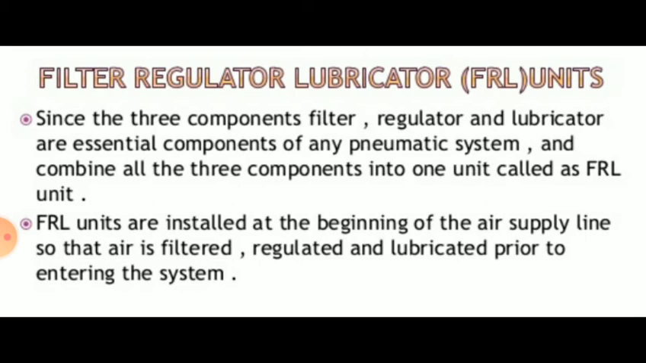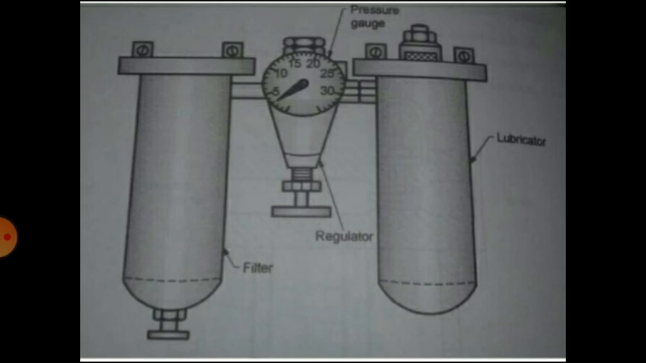FRL units are installed at the beginning of the air supply line so that air is filtered, regulated, and lubricated prior to entering the system. That is the main function of FRL units. So this is an FRL unit. You can see on the left hand side there is a filter, in the middle there is a regulator, and on the right hand side you can see the lubricator. So the three components are built in one, and that is called the FRL unit.